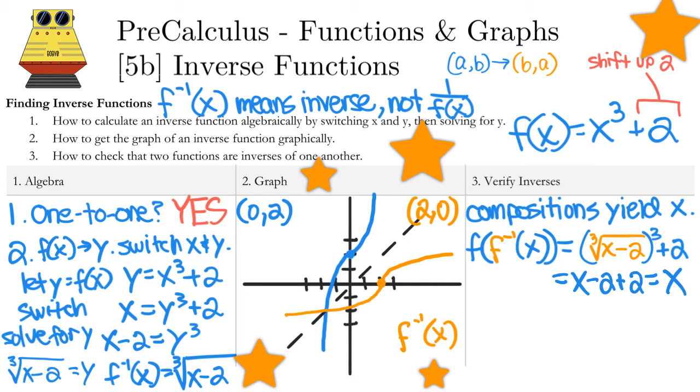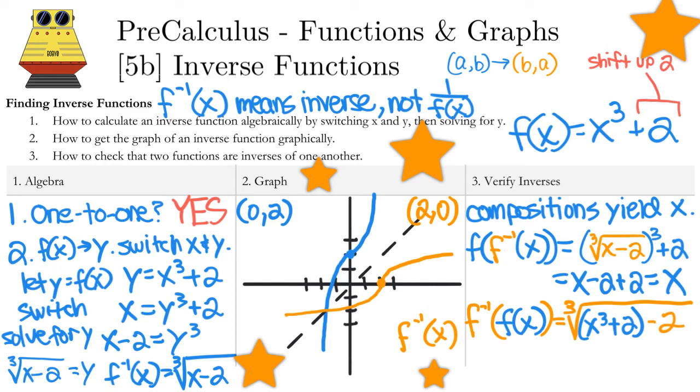Now let's go the other way. f inverse of f of x. So we're plugging f into its inverse. So we have the cube root of x cubed plus 2, minus 2 inside that root. The 2s subtract to become 0. So we get the cube root of x cubed, which is equal to x. Since both of the compositions resulted in x, f and f inverse are indeed inverses of each other. Hey, it's nice to know that composition actually has a purpose.